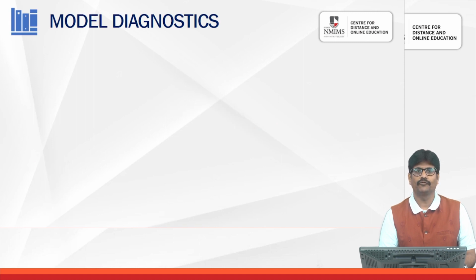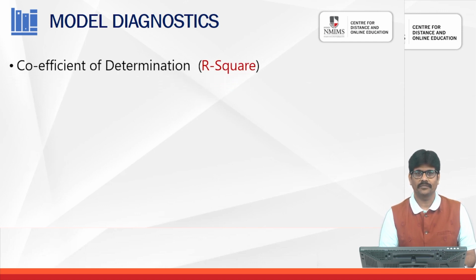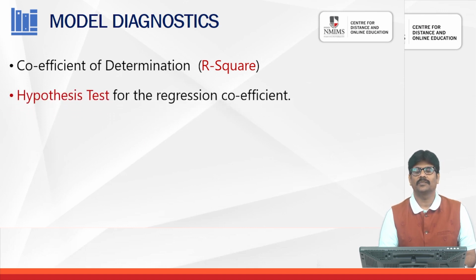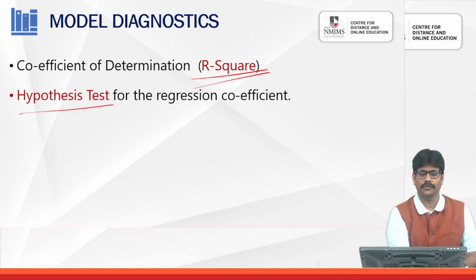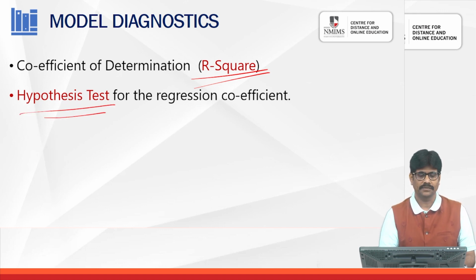There are essentially 4 diagnostics that we do for any multiple linear regression model. The first one is the coefficient of determination, called R squared. In multiple linear regression we call it the multiple coefficient of determination, but anyway we always refer to it as R square. The second one is whether the regression coefficients, that is, which of the independent variables we have used are significant or not, which is the hypothesis test for regression coefficients.